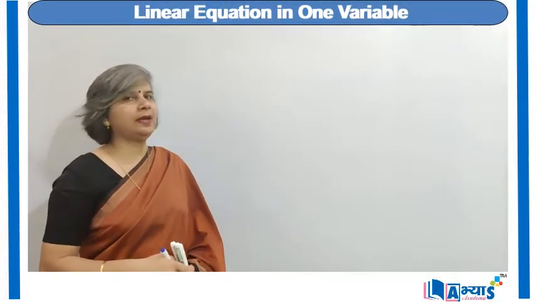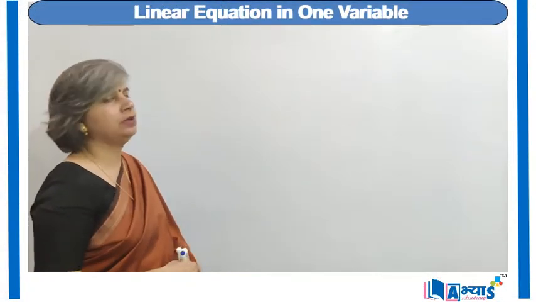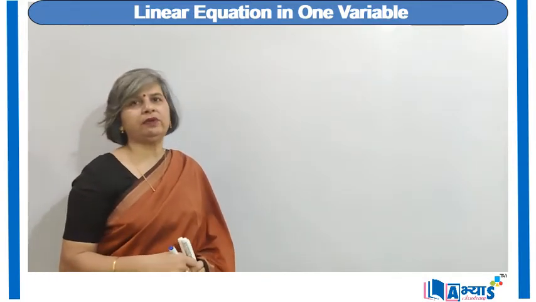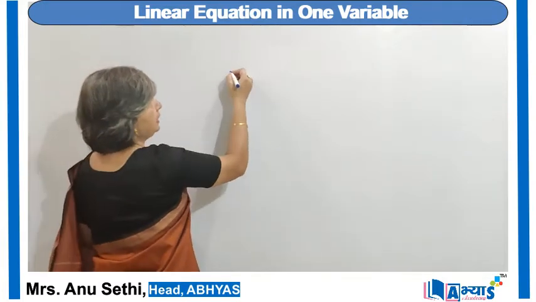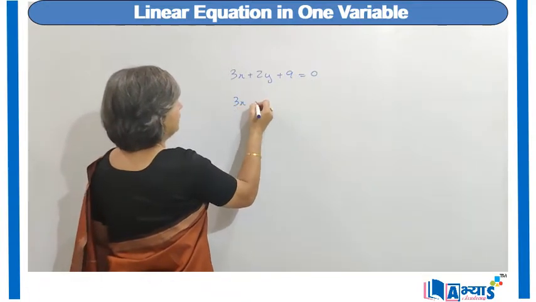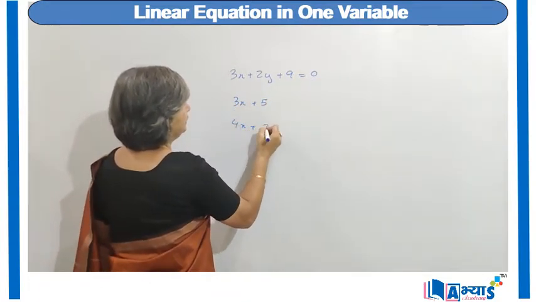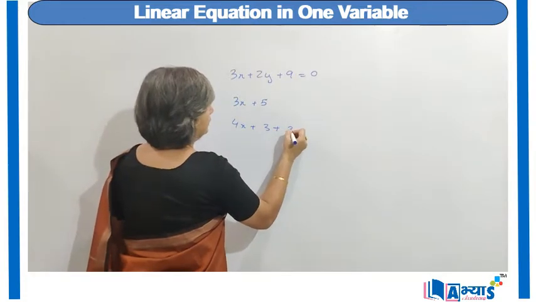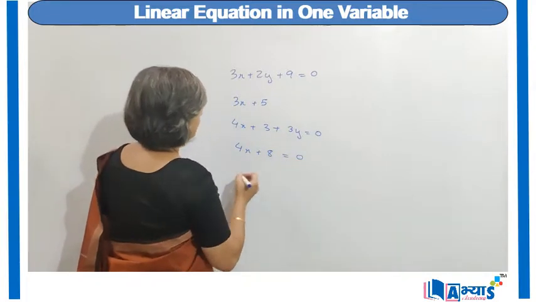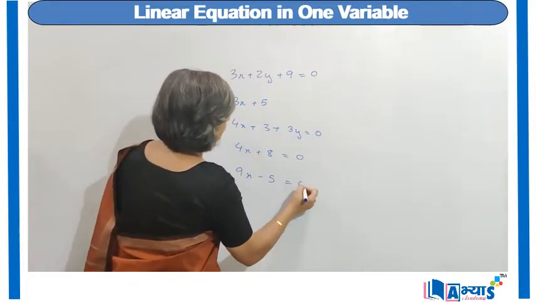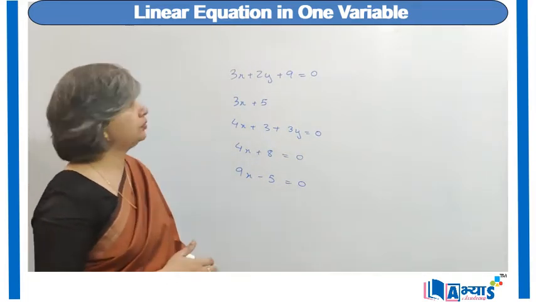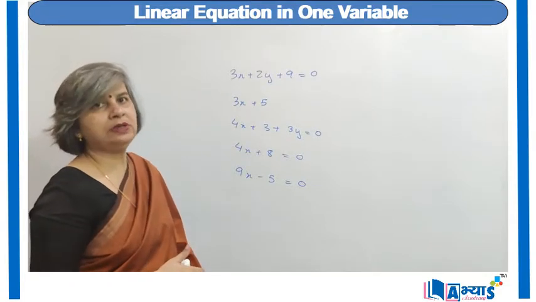Now let us try to apply the concept of linear equation in one variable. We are given certain statements and we have to identify whether they are linear equations in one variable or not. Let the statements be 3x plus 2y plus 9 is equal to 0, 3x plus 5, 4x plus 3 plus 3y is equal to 0. Then we have a statement 4x plus 8 is equal to 0. Then I have 9x minus 5 is equal to 0. So these are the certain statements that have been given to us, and we have to identify out of all these which are the linear equations in one variable.